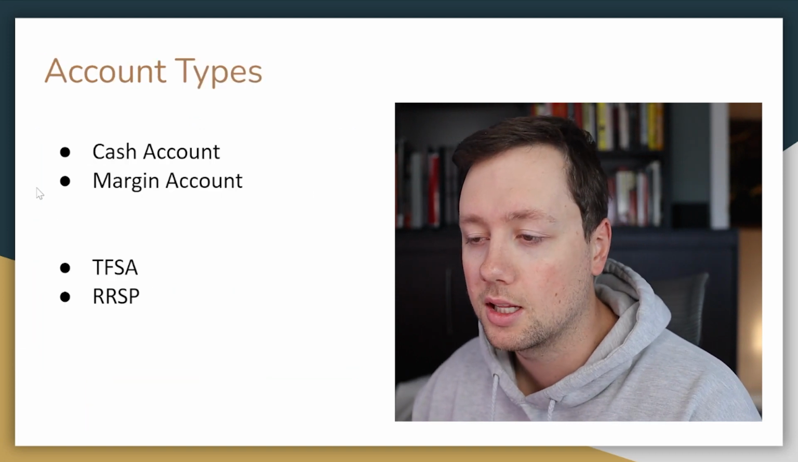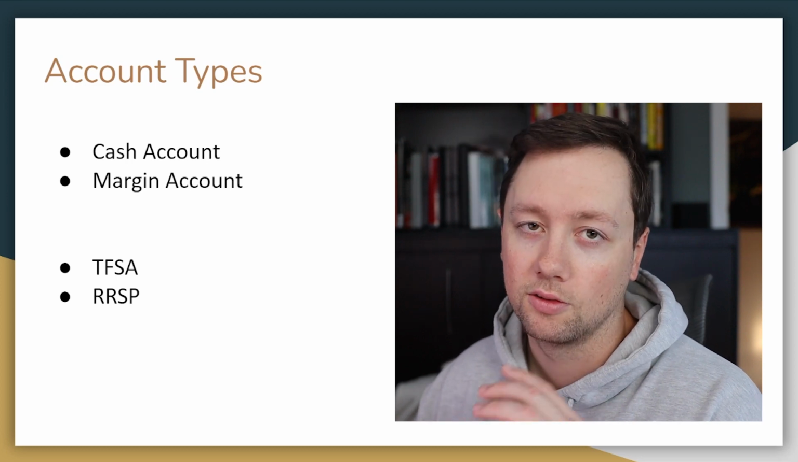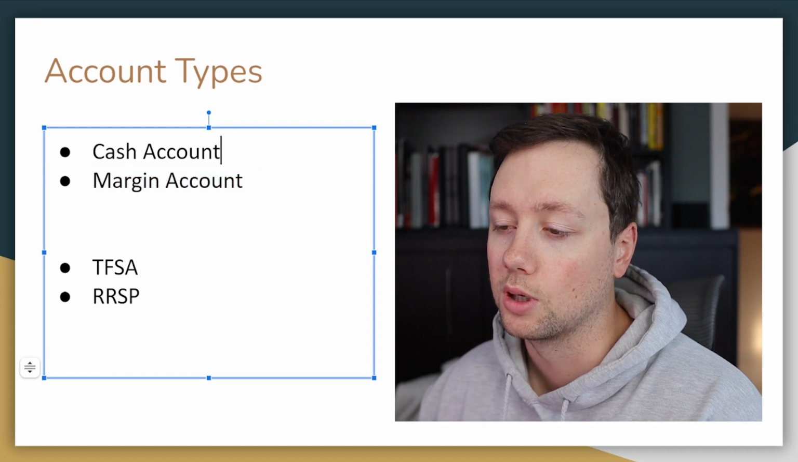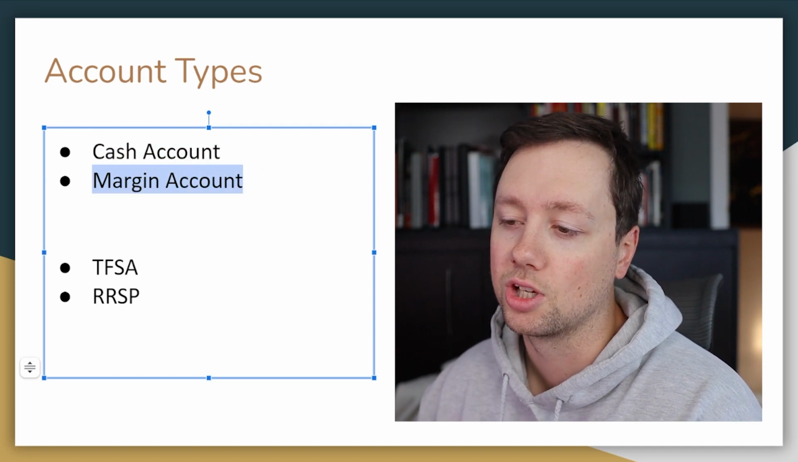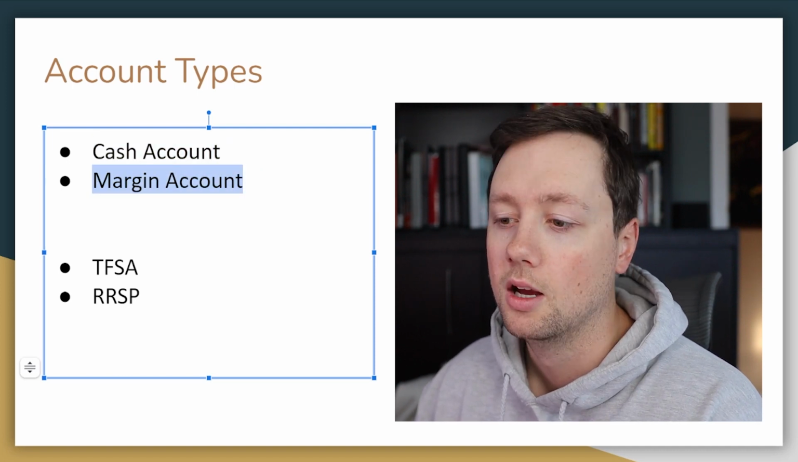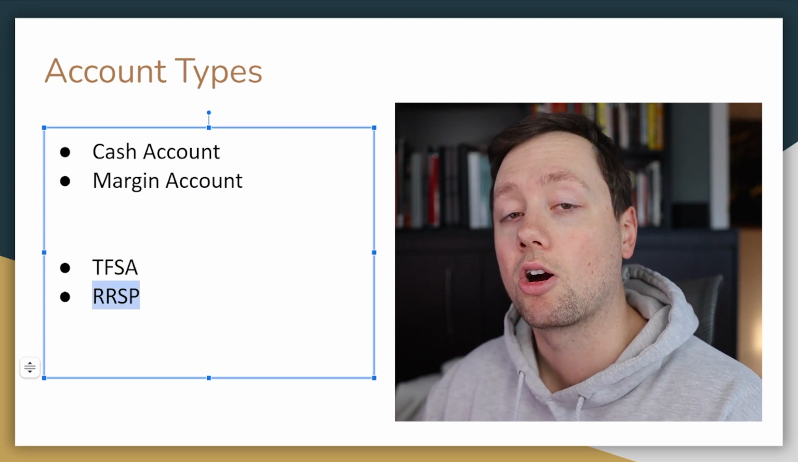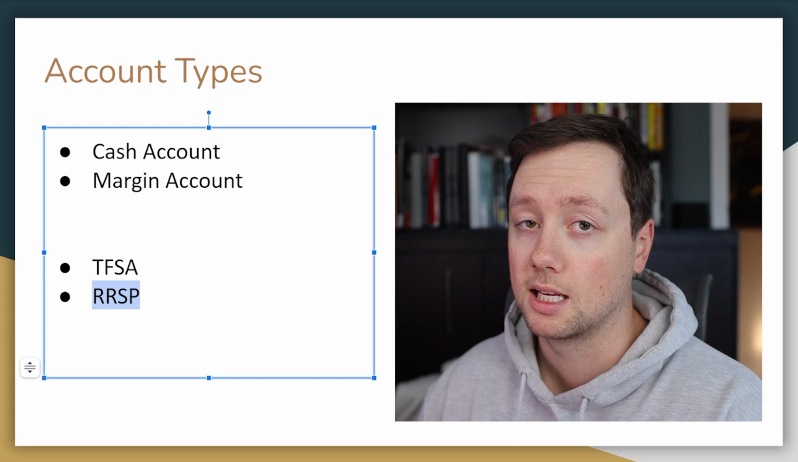Now, when it comes to the account types here in Canada for swing trading, your best bet is going to be a margin account. You do have the option of a cash account, but margin is going to give you the most flexibility. We also have TFSA accounts, or tax-free savings account, and RRSP, or registered retirement savings plans.